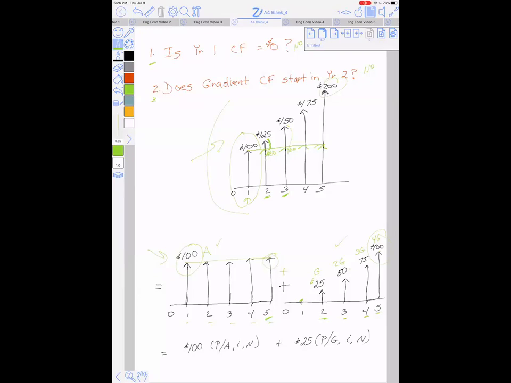All right, so here I've got $100, the amount of the annuity, find P given A at some I and some N, plus $25, the amount of the gradient, times a factor from the table, find P given G at I and N. So you can multiply those out and then add them together, and you would get the present value of that initial cash flow stream.